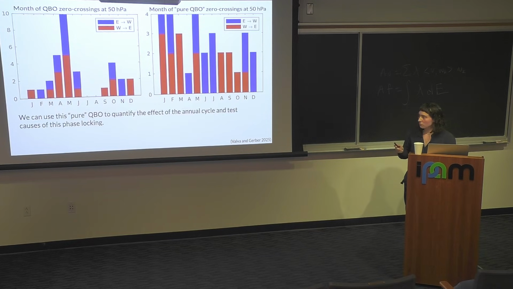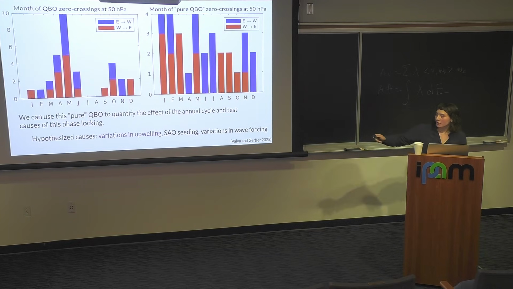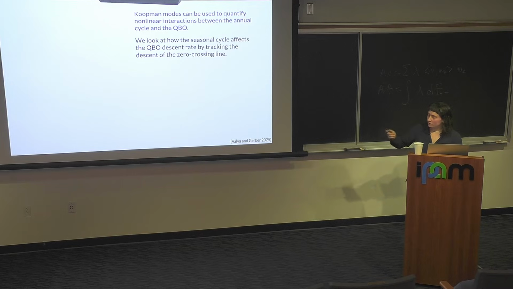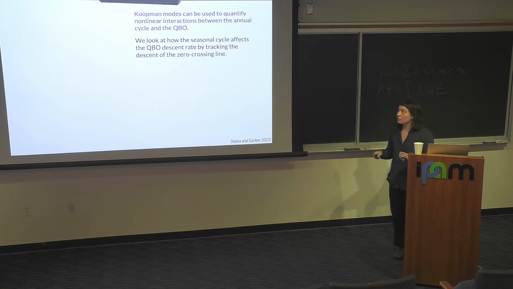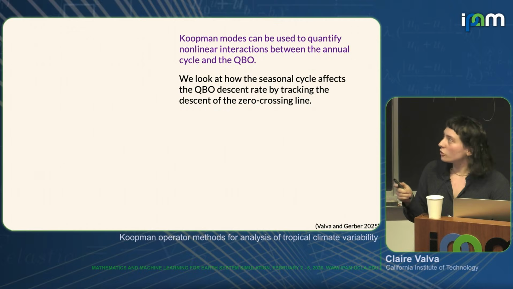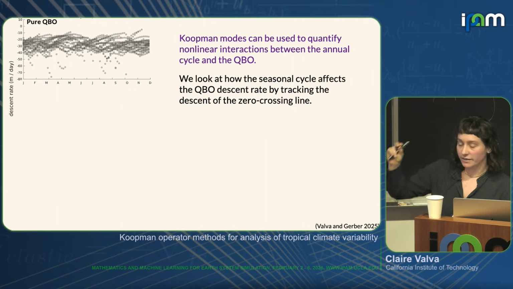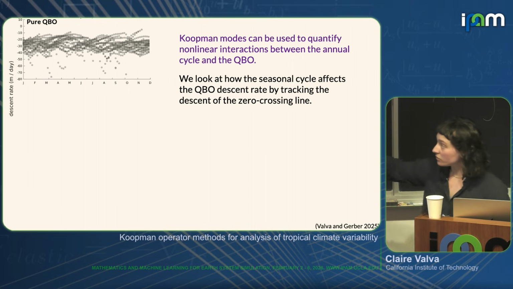So we can try to figure out exactly what quantitatively is happening here. We're going to do that with these modes, by looking at how the seasonal cycle affects the QBO descent rate. We're going to do this by looking at something very specific, maybe a bit simple, but it does work here: the descent of our zero crossing line, and that's how we're going to define how fast the QBO moves.